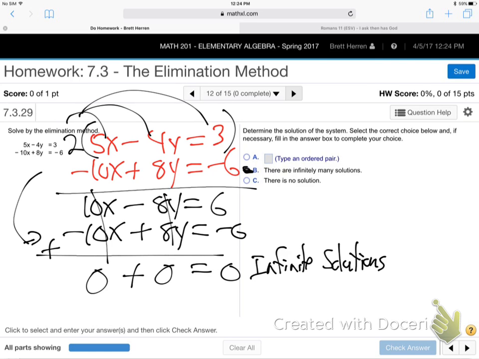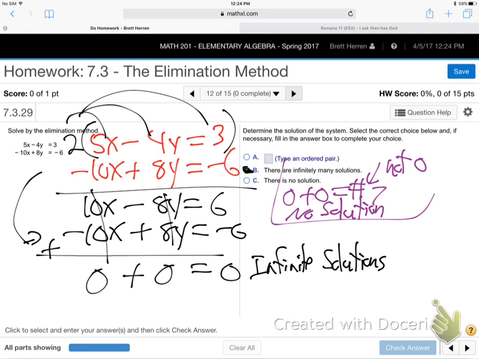Now, the other kind of answer you can get is 0 plus 0 equals a number that's not 0. Like 7 or something, 0 plus 0 equals 7. That's no solution, because 0 is not equal to 7. Right, exactly. No truth, no solution. That's how I remember. If you get something like 0 plus 0 equals 7, that's not true. Whereas this one is true, right? 0 plus 0 does equal 0. It's a simple truth, but it's true.